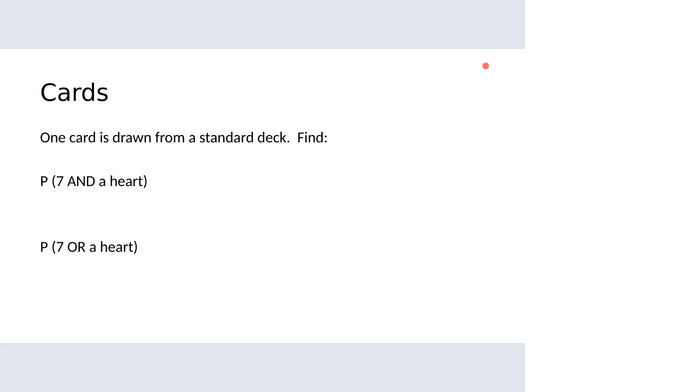Excellent. I'm looking for all the cards in the deck that are a 7 and a heart. Well, I'm drawing one card from a standard deck, so I know there's 52 outcomes. That much we get almost for free. Now coming up with the successes, that's a little more challenging. I need all the cards in that deck that are a 7 and a heart.